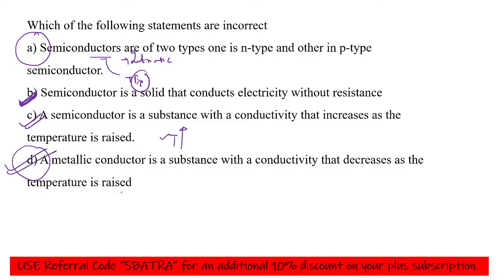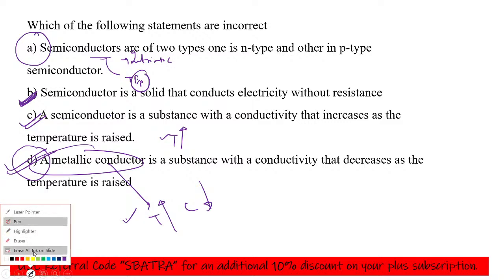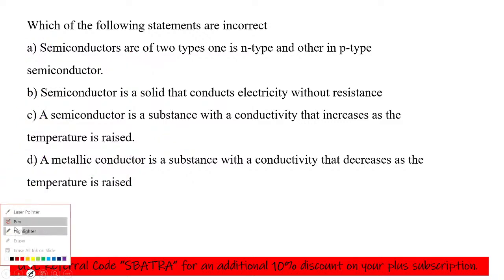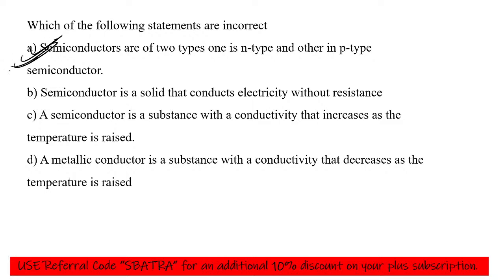This statement is correct. In the case of metallic conductors, if I increase the temperature, conductivity will decrease, because you'll have fewer free electrons. So the correct answer for this question would be option A. Is it clear to all of you? Any doubts?